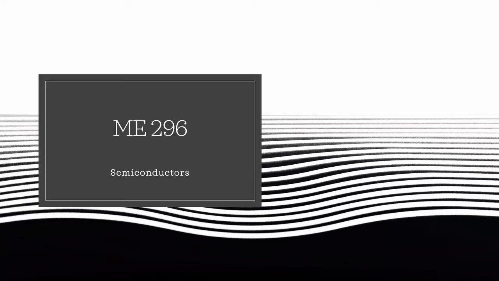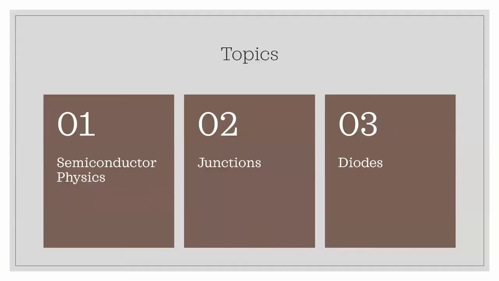Hello everyone, and welcome to the ME 296 lecture on semiconductors. We're going to cover the physics behind semiconductors, what happens when you place two of them next to each other, and our first semiconductor device, the diode.